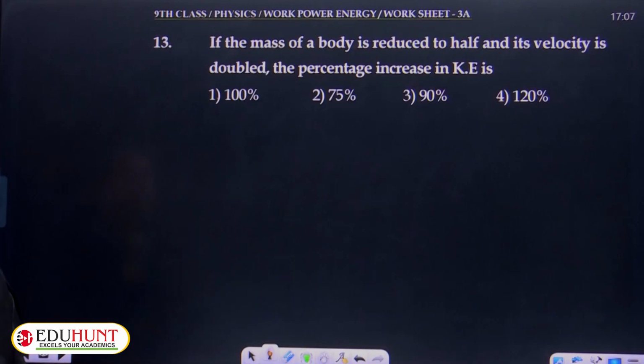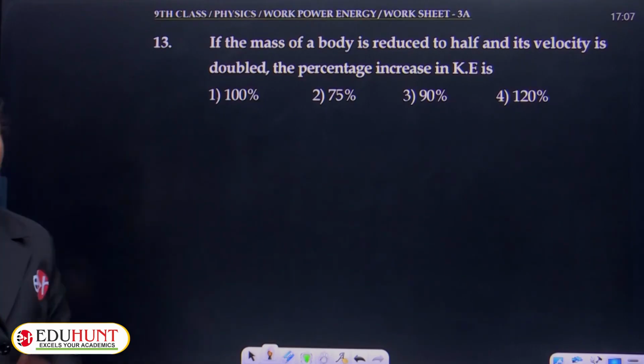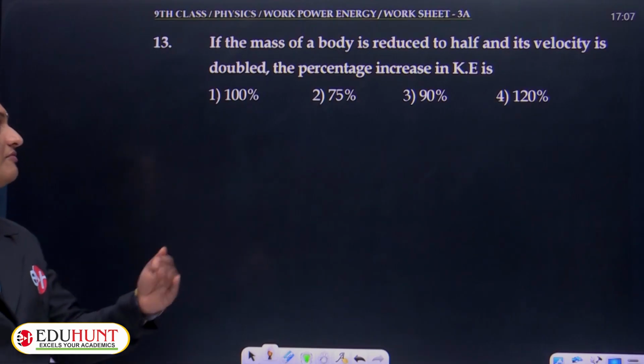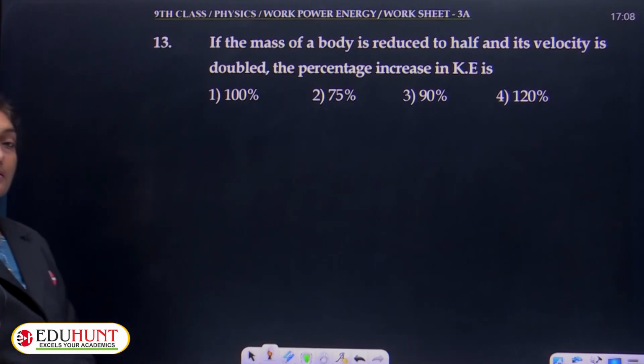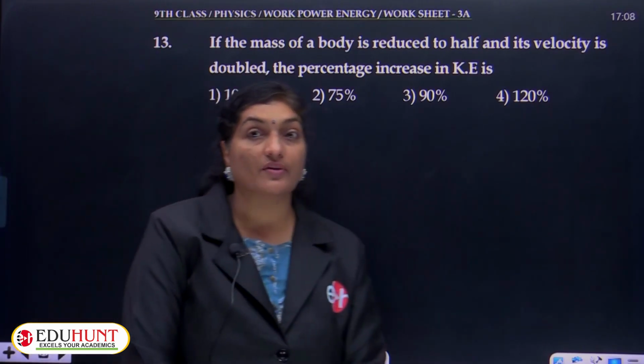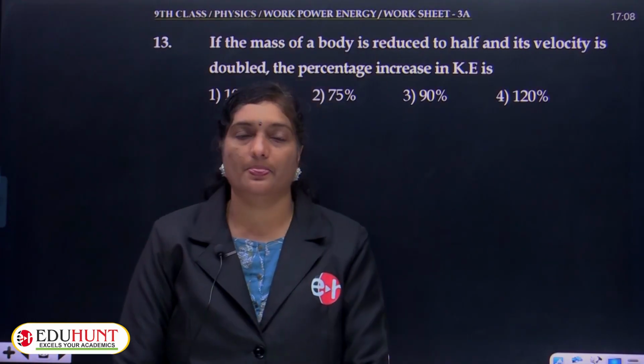So, moving ahead with the next question, children, the 13th one. If the mass of a body is reduced to half and its velocity is doubled, find the percentage increase in kinetic energy. This is a different question. You're asked to find out the percentage change.